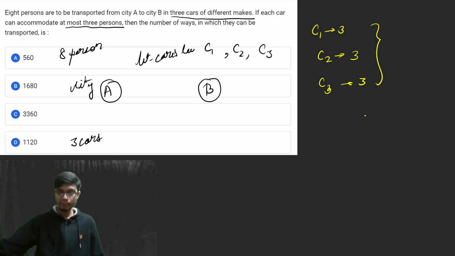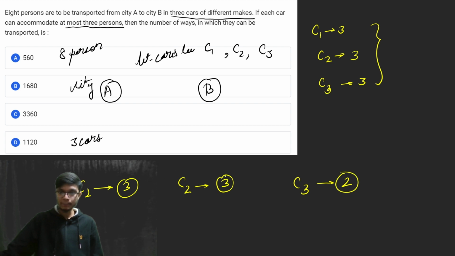Now let the number of people transported on C1, C2 and C3 be in this particular fashion. Let the number of people transported on C1 be 3 people, C2 be 3 people, and similarly C3 be 2 people, because 3 plus 3 is 6, 6 plus 2 is 8 people. And if you look at it this way, what are the different ways of arrangement is the required solution for this particular problem.